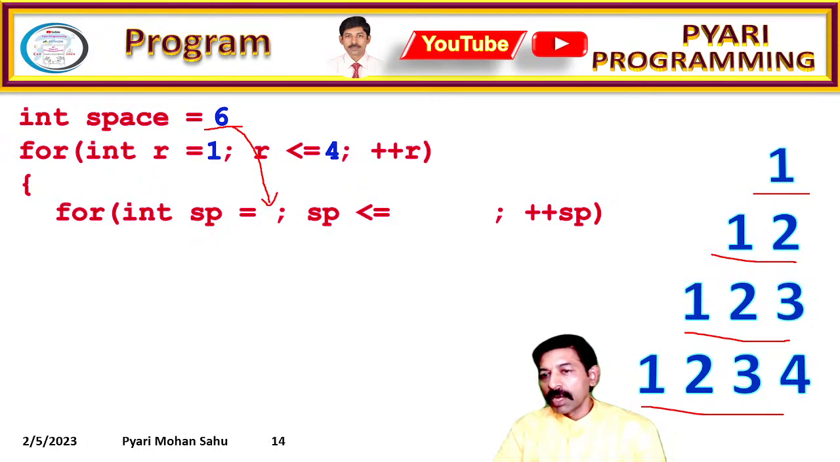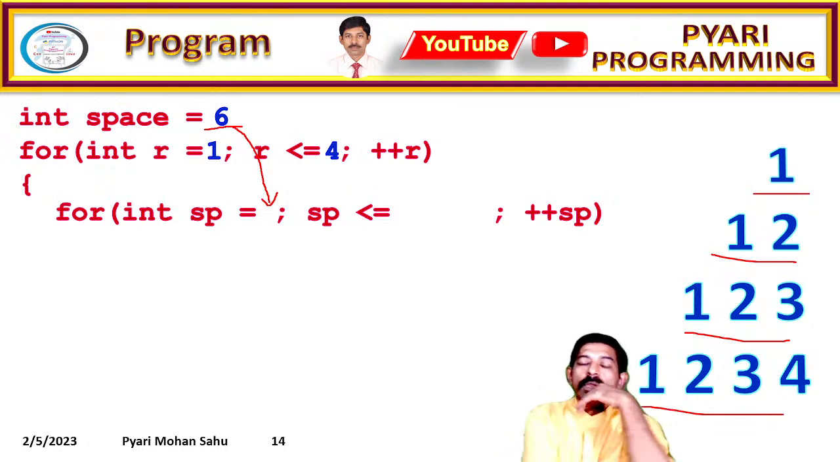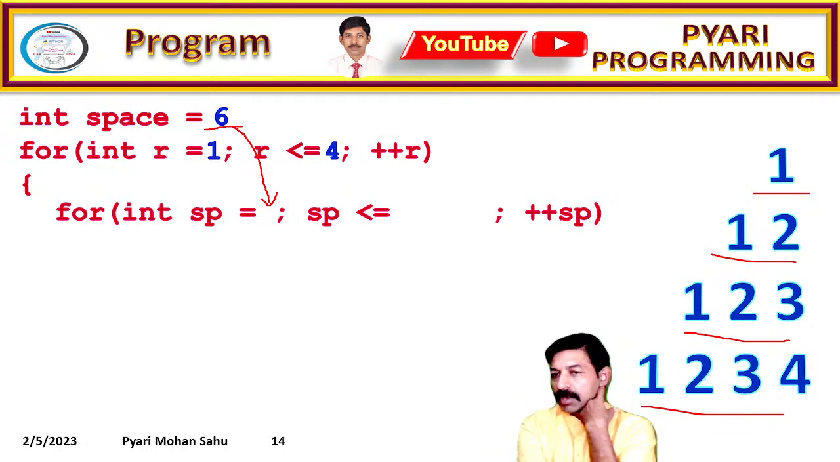Now, Varsha Rani says 3. 3 to 6, how many times? 3 times. Varsha, 3 to 6 is 3 times. Do I need 3 spaces? Lorem says 3.